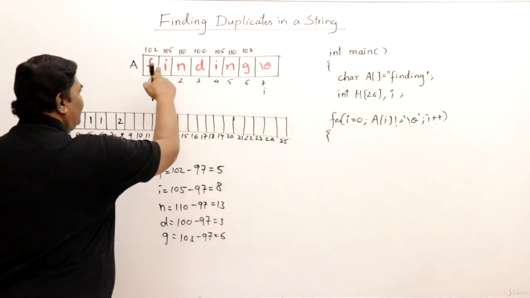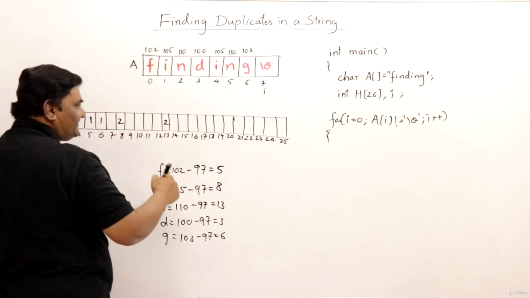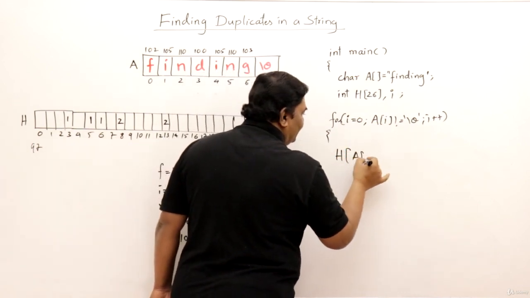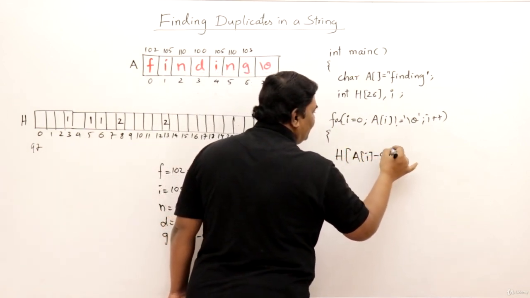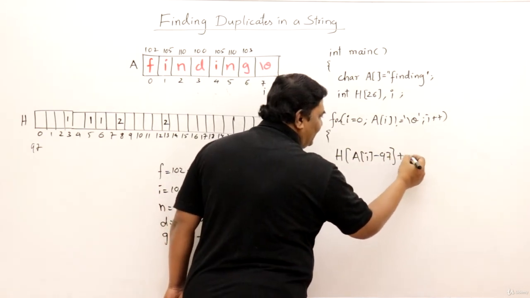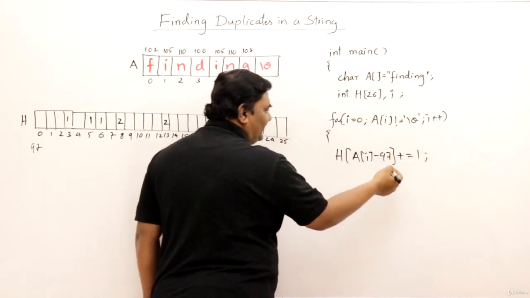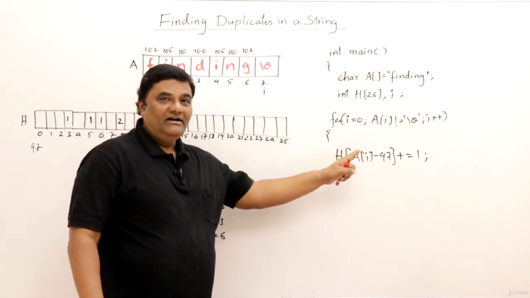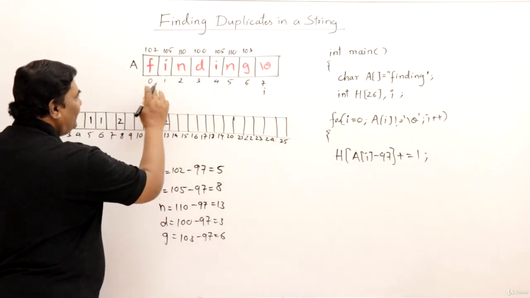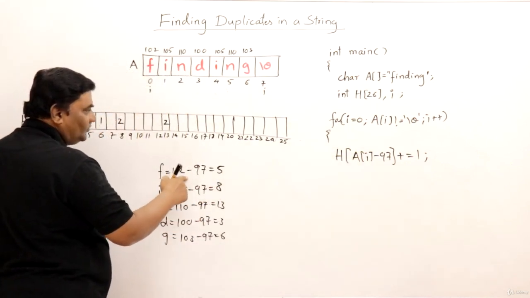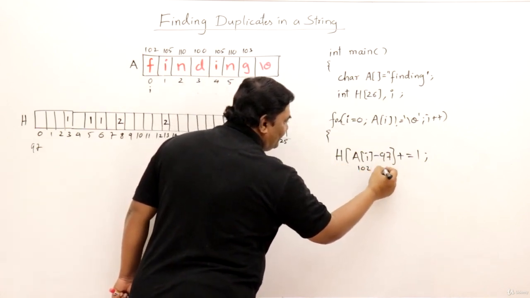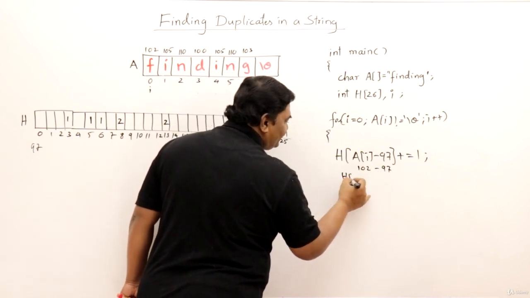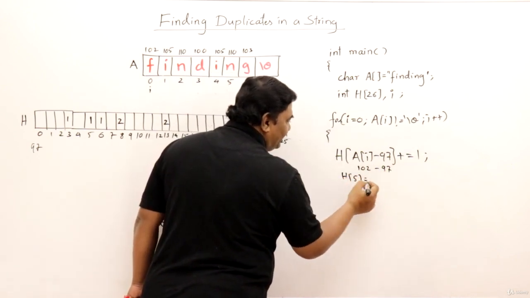Now for every alphabet, whatever its alphabet is, subtract 97 and store in the hash table. So in a hash table, at what index? Whatever A of I is, from that subtract 97 and add 1. So for that I will assign plus assign 1, or even I can say plus plus. So I'm incrementing it. For example, A of I is F. F is 102. 102 minus 97, how much is this? 5. So this becomes H of 5, and H of 5 is incremented by 1.